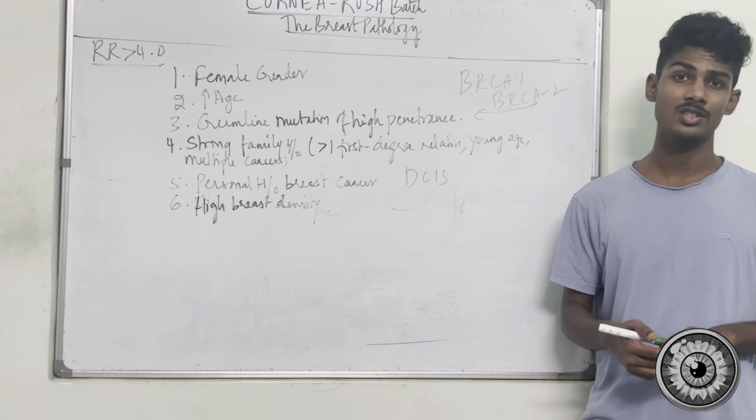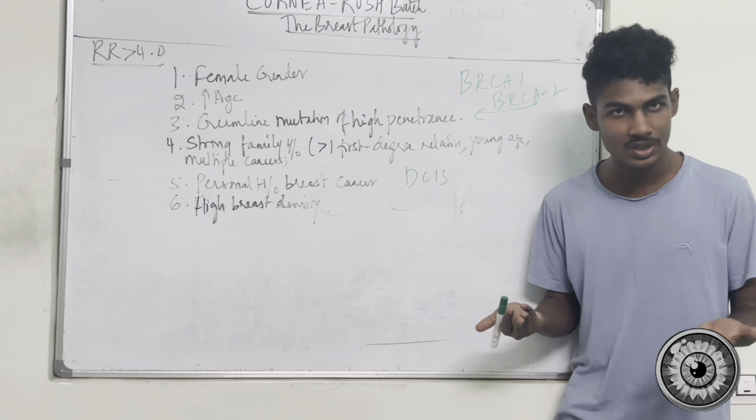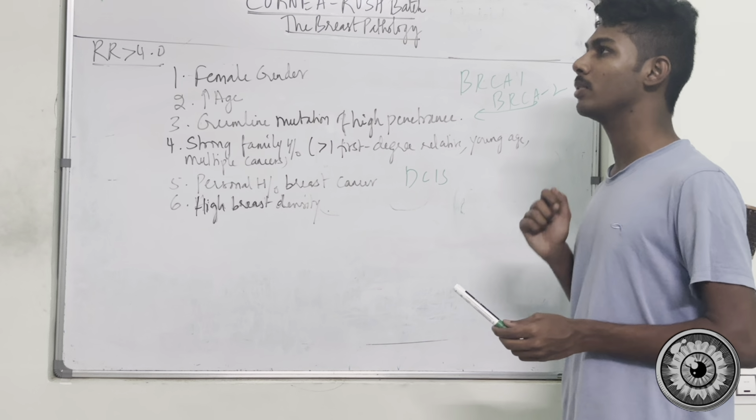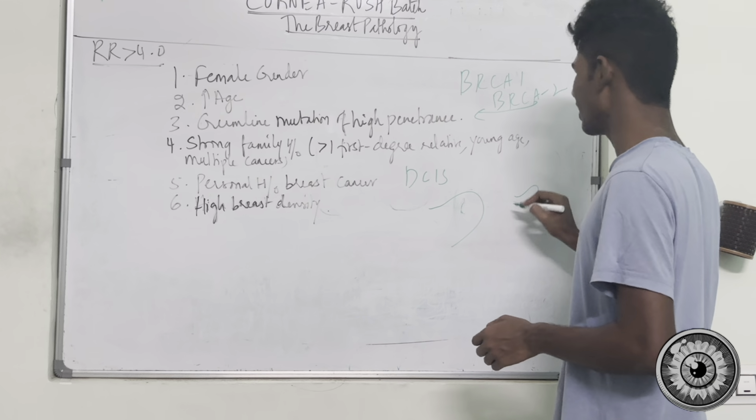Next, high breast density. Are you saying people with a bigger breast will have a chance of breast cancer? Do you say that? No, not like that. For example, let us have 2 breasts. Okay, this is a smaller breast and this is a larger breast.